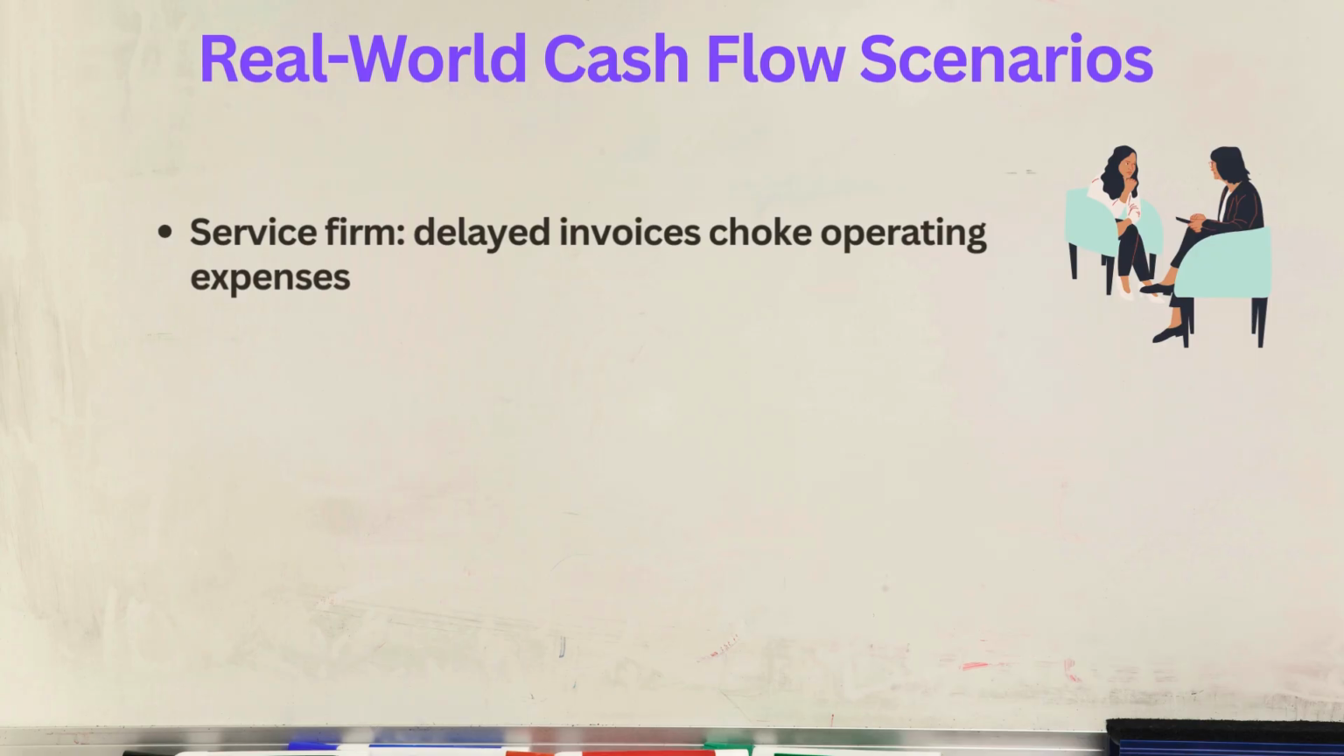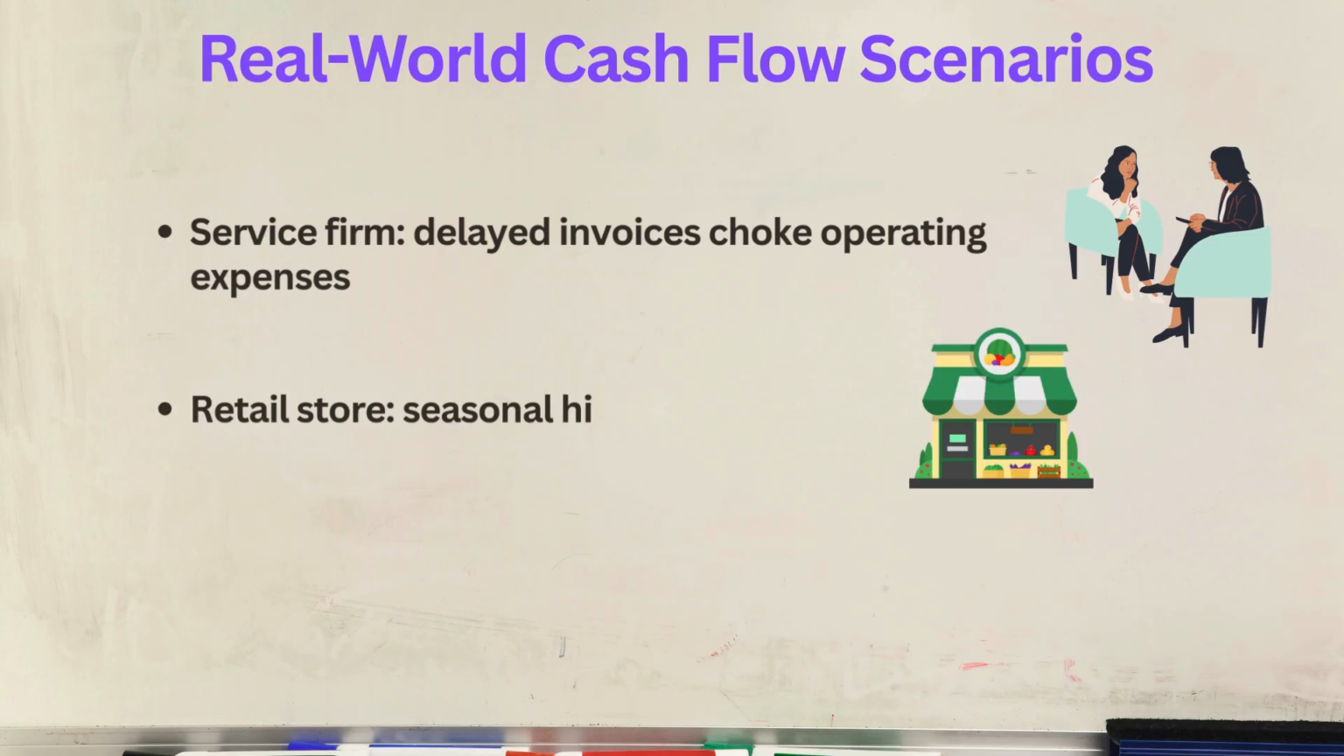But if the client doesn't pay for 90 days, the firm still has to cover payroll and office costs. On paper, they look profitable, but in reality, they're scrambling for cash. Now imagine a retail store. They may show $100,000 profit at the end of the year, but during slow summer months, sales dip. Rent, payroll, and utilities don't stop, so cash flow turns negative. Without reserves, they could run out of money before the holiday season picks up again.